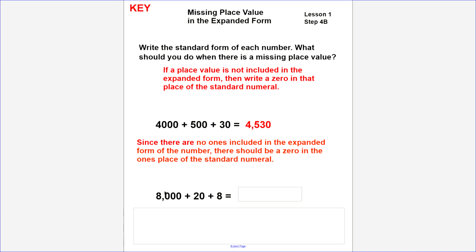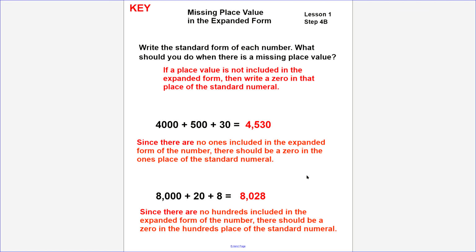Let's look at another example. Here's 8,000 plus 20 plus 8. I'm noticing that there's no hundreds value in this number. So when I write my number in standard form, I'm going to put a 0 in the hundreds place. 8,000 plus 20 plus 8 equals 8,028. Since there are no hundreds included in the expanded form of the number, there should be a 0 in the hundreds place of the standard numeral.